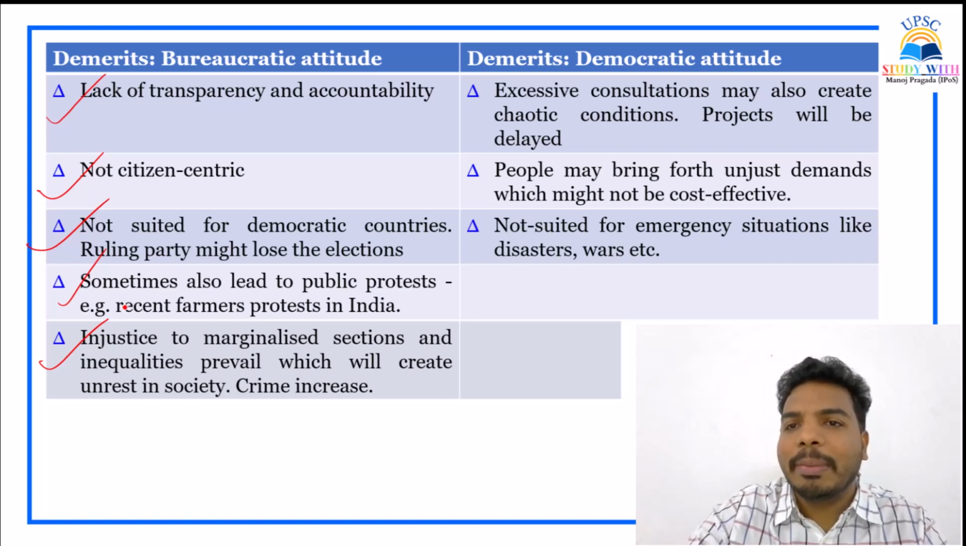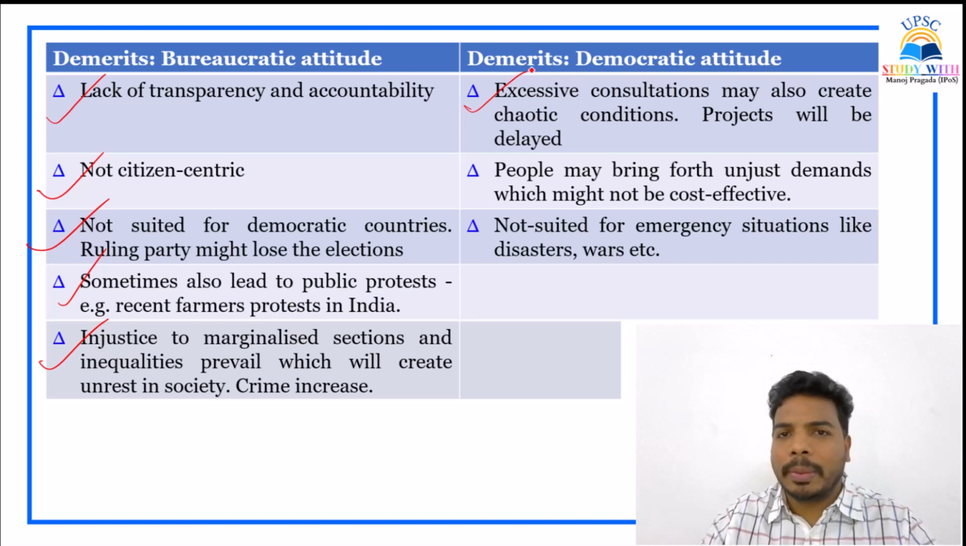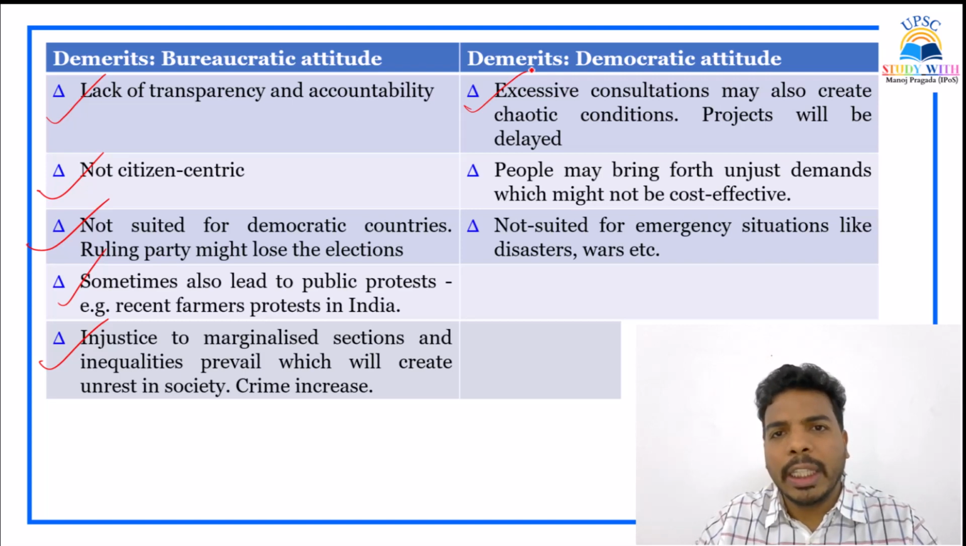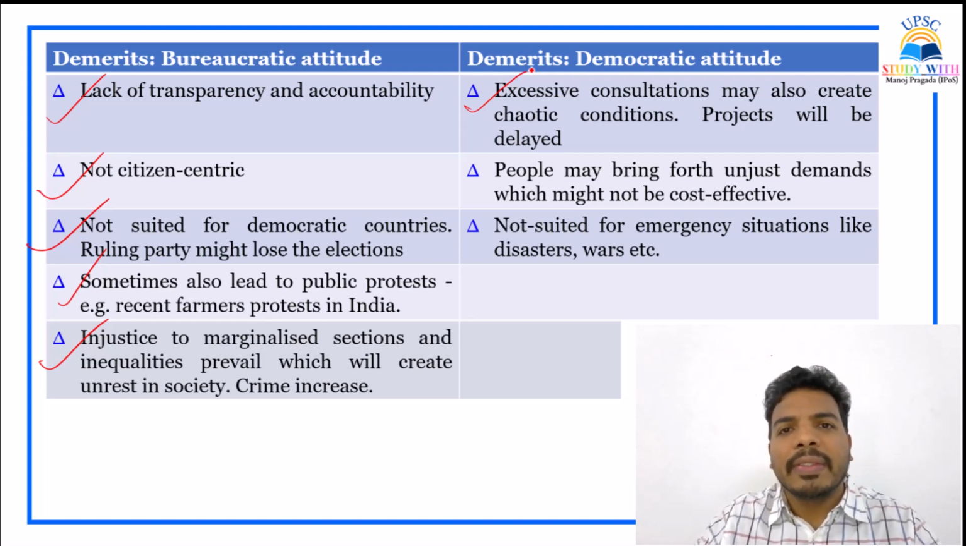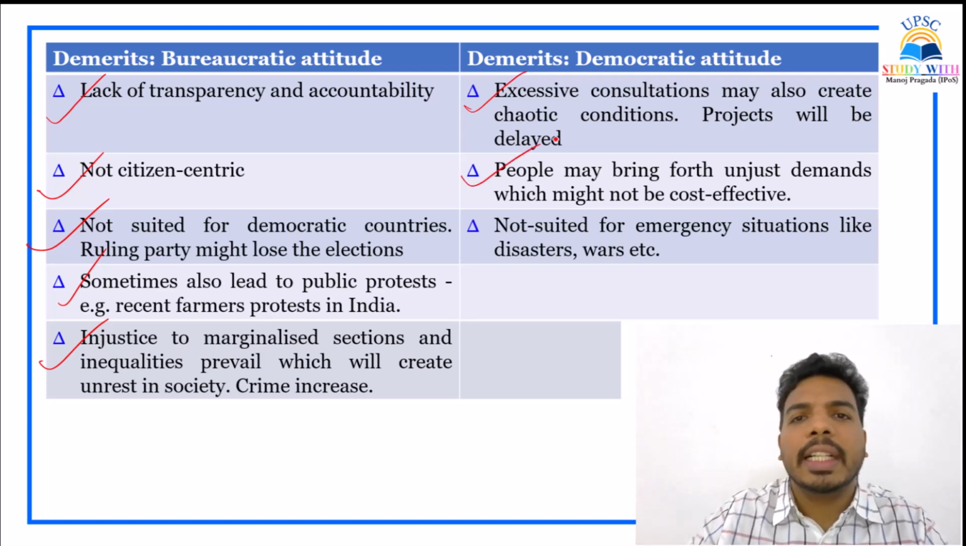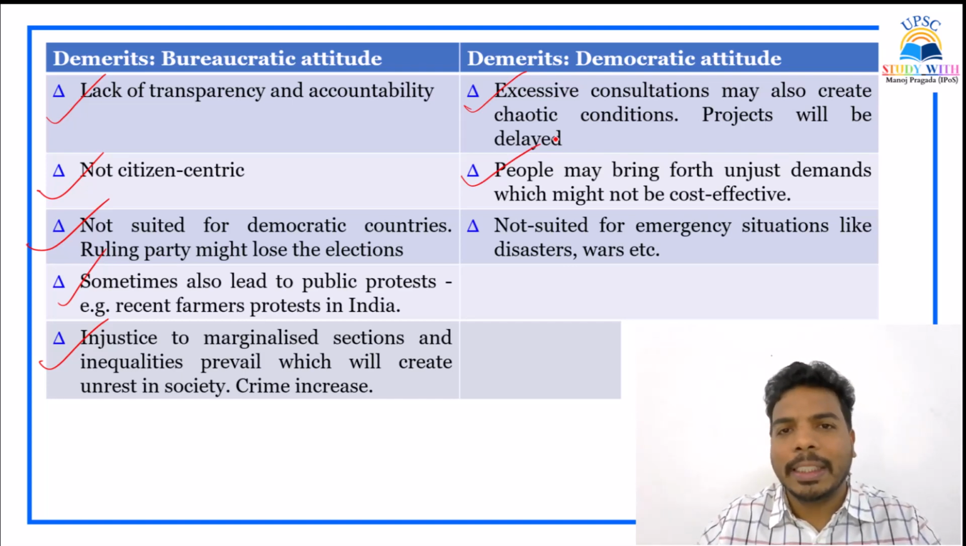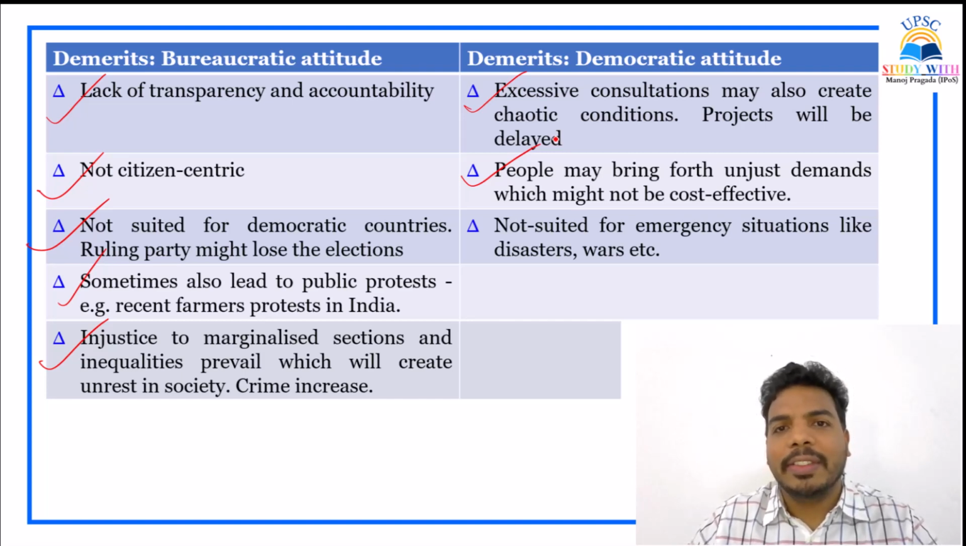What about the demerits of democratic attitude? Excessive consultations will delay the projects. You might not be able to evacuate people. Or see the case of Delhi Metro. As CMD of Delhi Metro, Sreedharan was given extraordinary powers. Then only could he evacuate people. He could do land acquisition at a much faster rate, paving the way for the success of Delhi Metro. People may bring forth unjust demands, which might not be cost effective. People might ask for anything under the sun, which might be difficult and not cost effective.